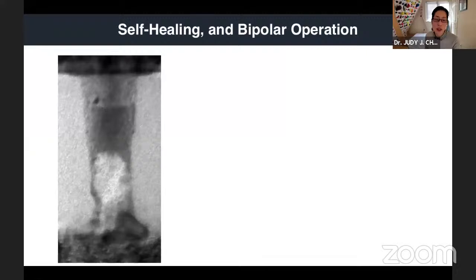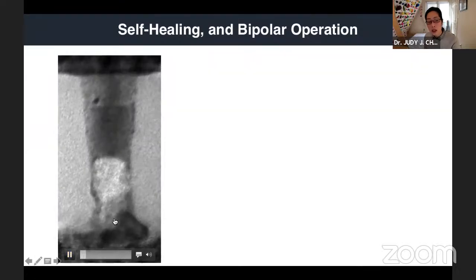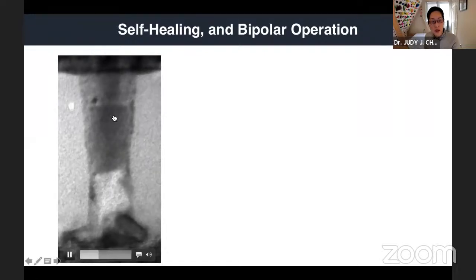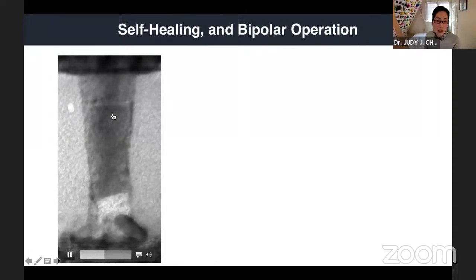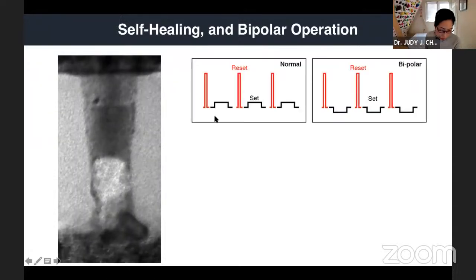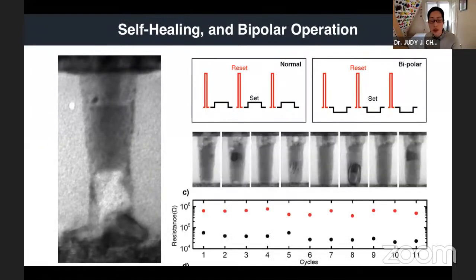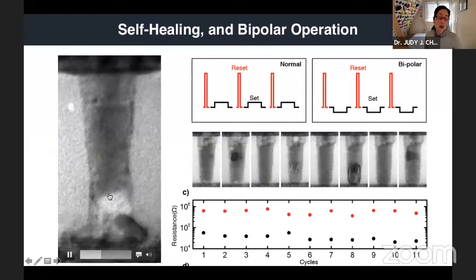Another good thing about having a symmetric pillar is that we can try to self-heal the device. So here was a failed device. The FIB preparation went wrong. There was a little bit of a crack at the side of the pillar, and the pillar was half empty. Normally this would be an open device and you can't do much, but because the device is symmetric, we can reverse the current flow and then gradually fill in the material. And then eventually this device becomes operable.